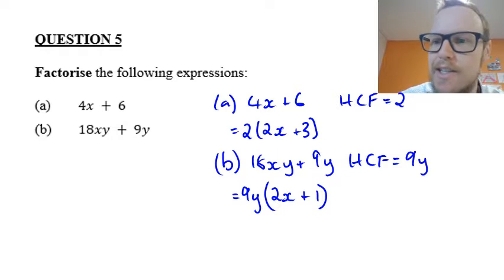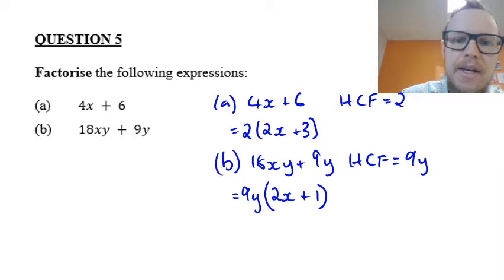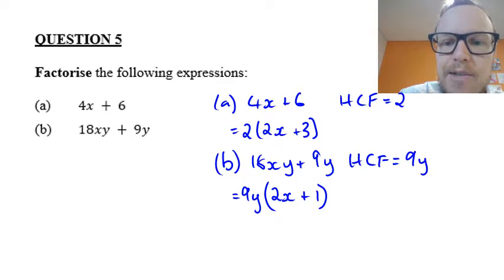And we can check these by re-expanding them out. So for a, 2 times 2x is 4x, 2 times 3 is 6. 9y times 2x is 18xy, 9y times 1 is 9y.